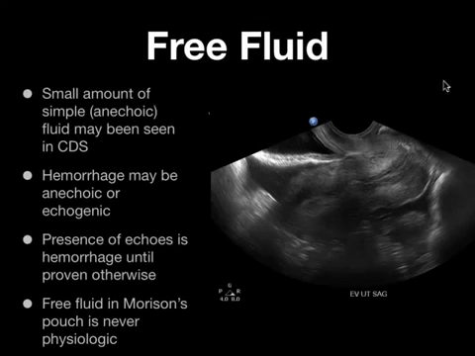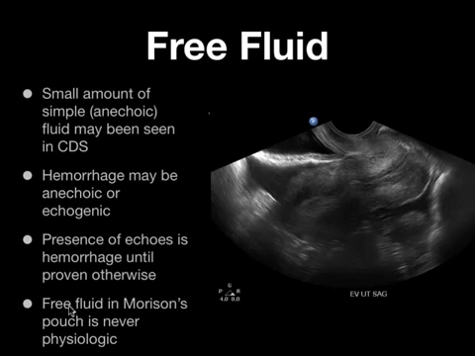Now with free fluid, you can have small amounts of simple or anechoic fluid in the cul-de-sac, and that can be normal. And it's important to remember, hemorrhage can either be anechoic or echogenic. However, if you see echogenic fluid, regardless of the amount, it's hemoperitoneum until proven otherwise. Here's a sagittal view of an anteverted uterus. There's no IUP seen. You've got some fluid in the posterior cul-de-sac here, but it appears anechoic. However, if you look here in the anterior cul-de-sac, you see complex appearing fluid. This was a patient who had a ruptured ectopic.